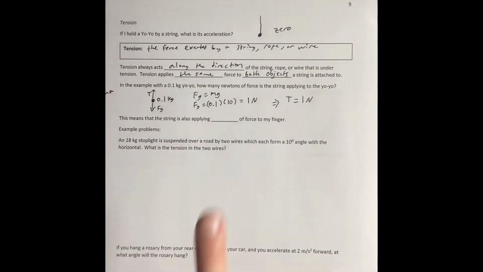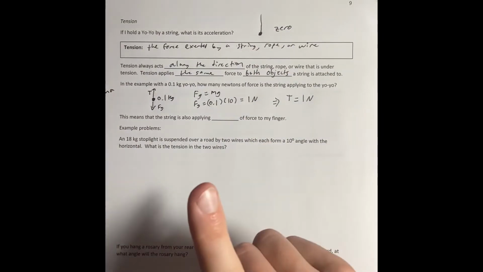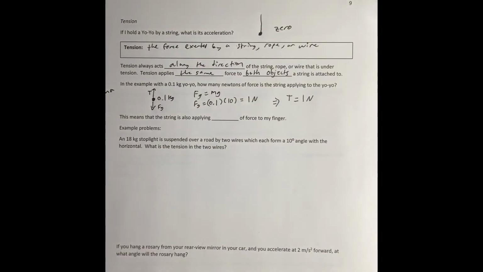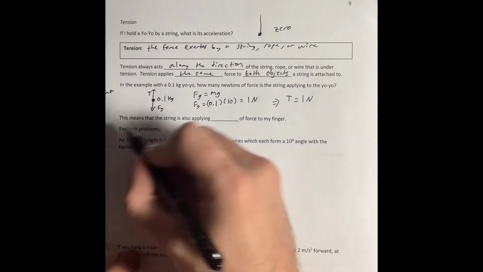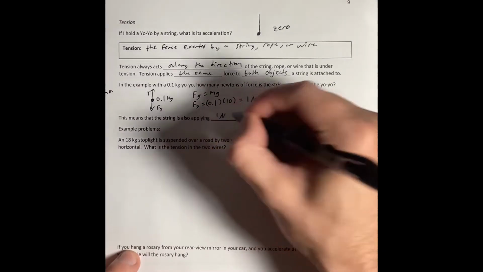If gravity is pulling down on it with 1 Newton, tension has to be pulling up on it with 1 Newton. And then in this example, let's say that my finger is holding the other end of the string. If the tension in the rope is pulling the yo-yo up with 1 Newton, then it also has to be pulling my finger down. So when you hold something by a string, that string is pulling the object at the end up, but it's also pulling your hand down. The string is also applying 1 Newton force to my finger.